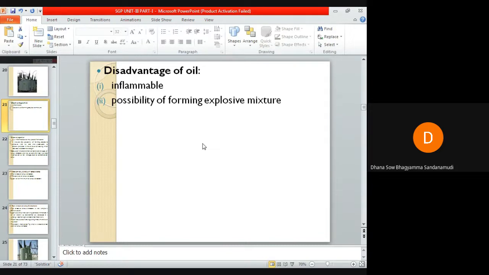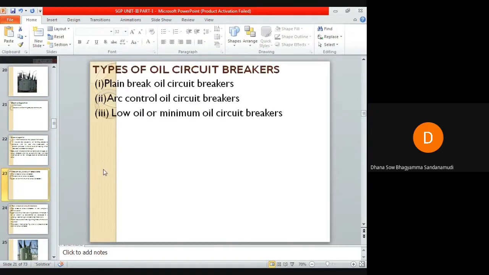So the oil circuit breakers can be classified as plain break oil circuit breaker, arc control oil circuit breaker, and minimum oil circuit breaker. You can even call the minimum oil circuit breaker a low oil circuit breaker, but in general it is called a minimum oil circuit breaker. We will discuss the construction and operation of these circuit breakers one by one. Let us start with the plain break oil circuit breaker.